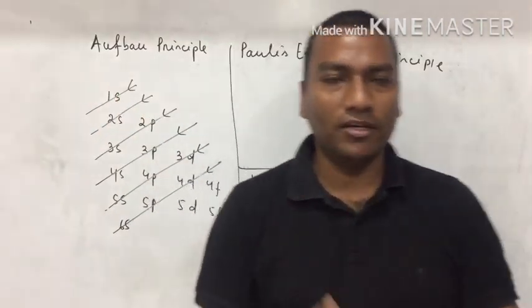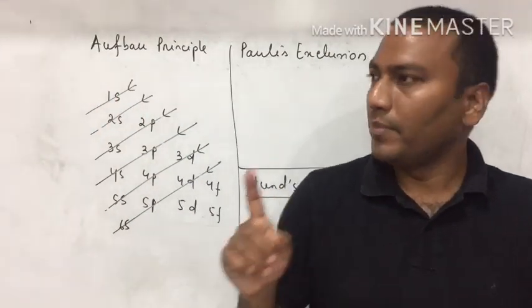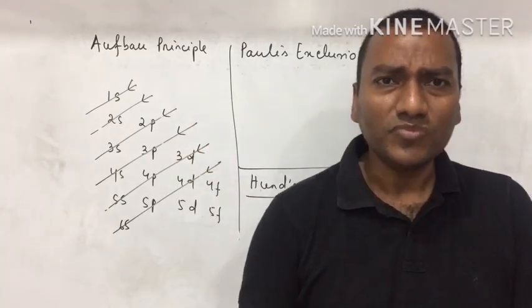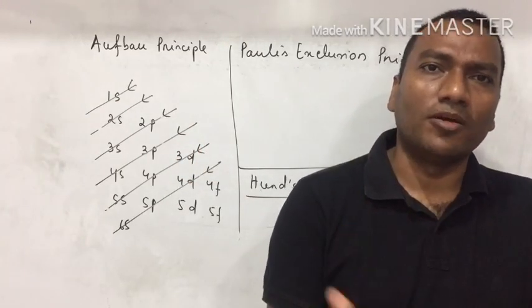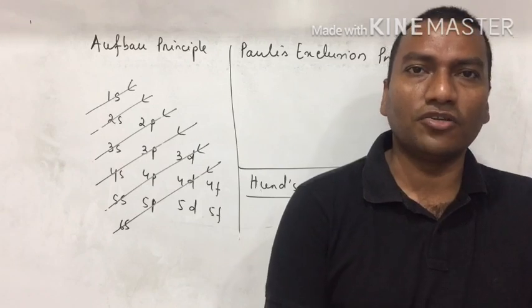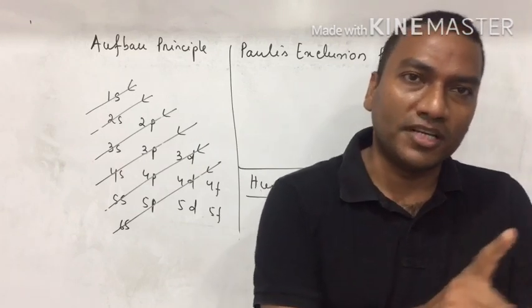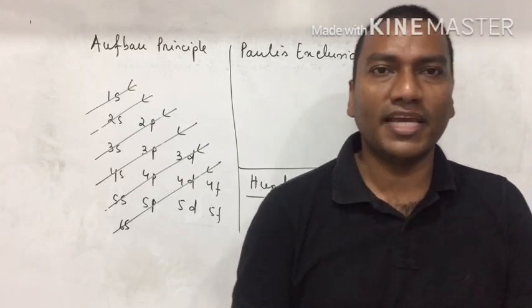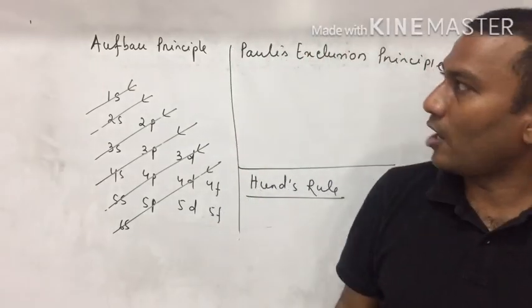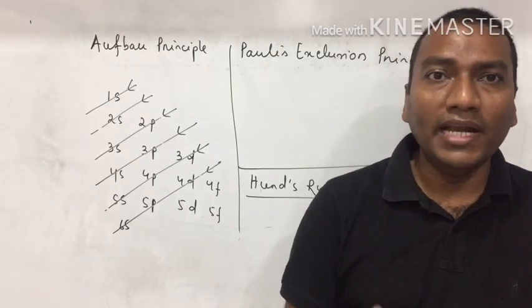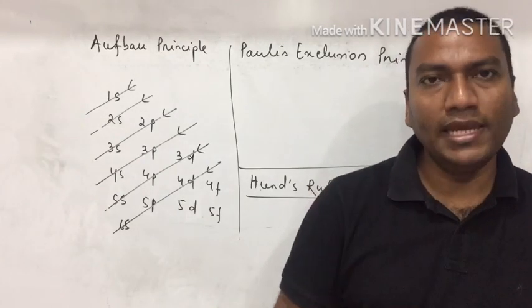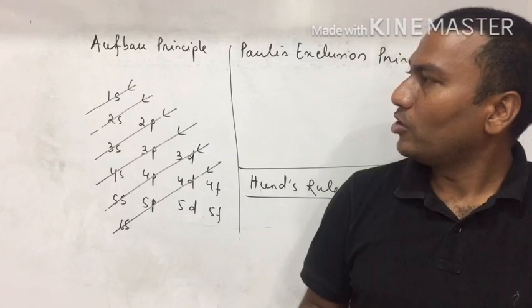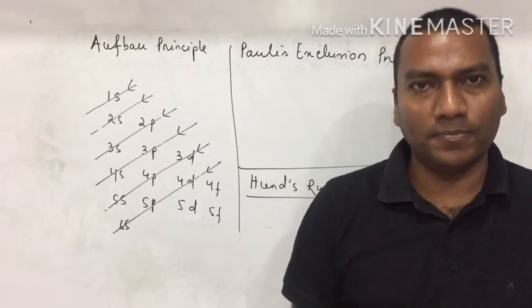So the filling of electrons takes place in various subshells in the increasing order of their energies. Aufbau is not a scientist; Pauli is a scientist, Hund is also a scientist. Aufbau means building up or filling up. So Aufbau principle means filling up.